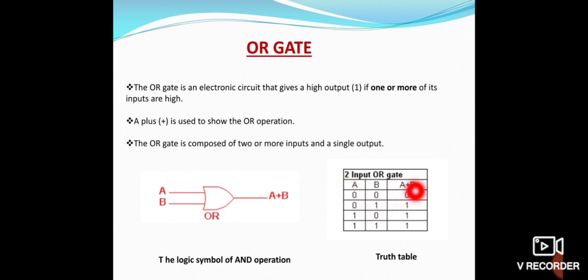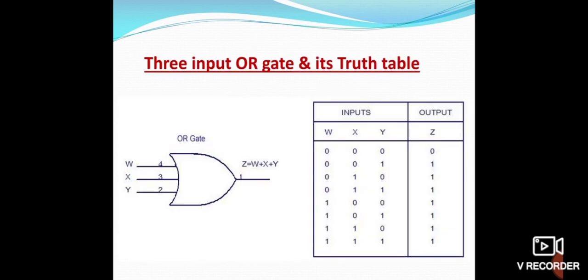So this is the truth table for the 2 input OR gate. You can see the output will be high if any one of the inputs is high. So you will get a low output, that is 0 output, only for one condition, that is when both the inputs are low. This is a 3 input OR gate and its truth table.